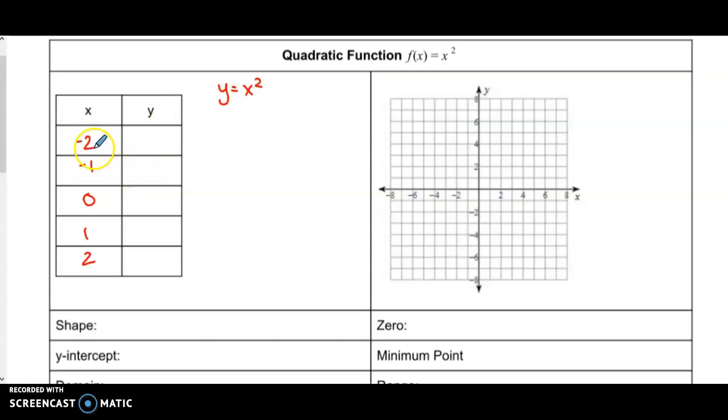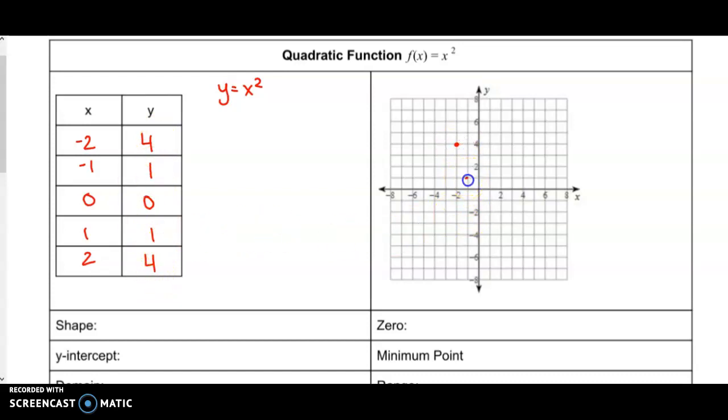So if I had negative 2 squared, I'd be doing negative 2 times negative 2, which is a positive 4. Negative 1 squared is 1. 0 squared, 1 squared, and 2 squared. Notice that when you square a number, it always comes out to be positive.